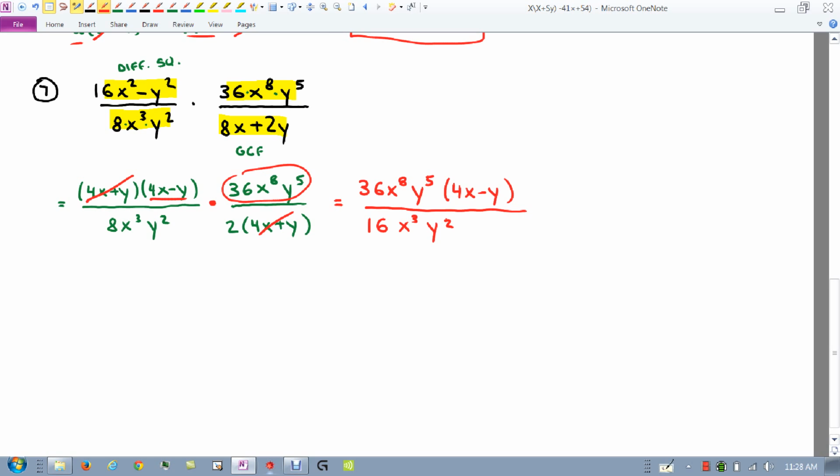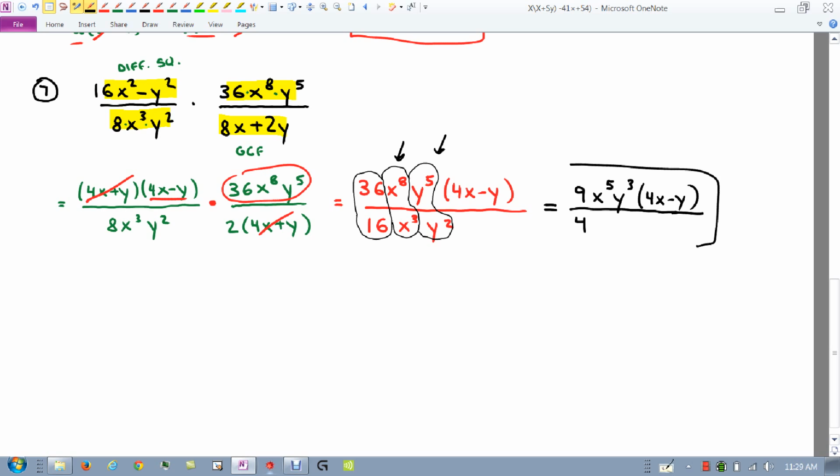Now this is somewhat like the first problem that we looked at here today. I have a 36 over 16, I have an x to the 8th over x cubed, I have a y to the 5th over y squared. So the only number that goes into both 36 and 16 is 4. So we're going to have 9, and on the bottom, we're going to have 4. And then x to the 8th over x cubed is x to the 5th. Y to the 5th over y squared is y to the 3rd. And then you have that 4x minus y.